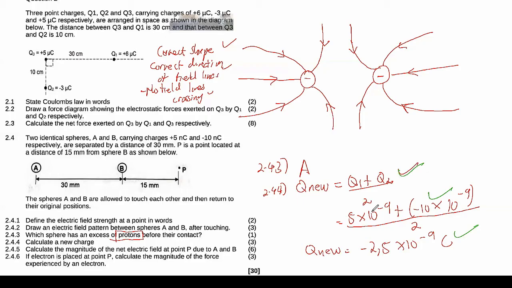Okay, so now we go to 2.4.5. It says calculate the magnitude of the net electric field at point P due to A and B. Due to A and B. Okay, so now to calculate 2.4.5, let's do this. Note that question here, there's always this trend. If they ever ask you that question right after you have calculated the new charge, that means you can no longer use these values here.